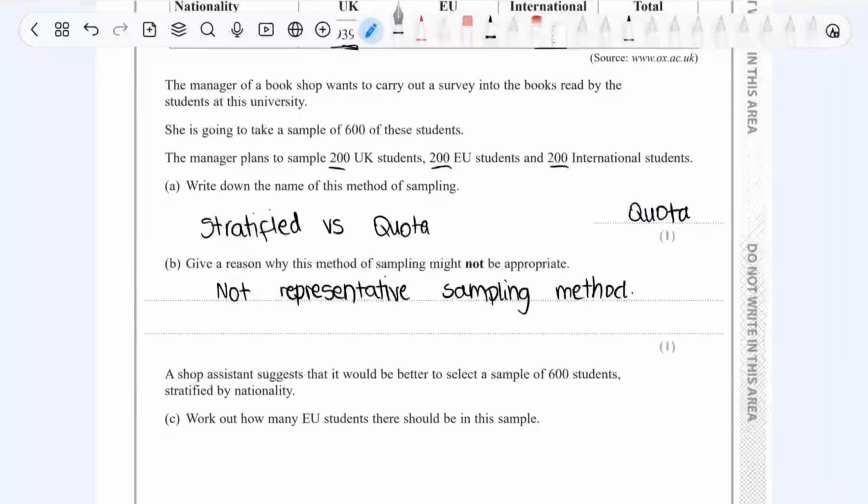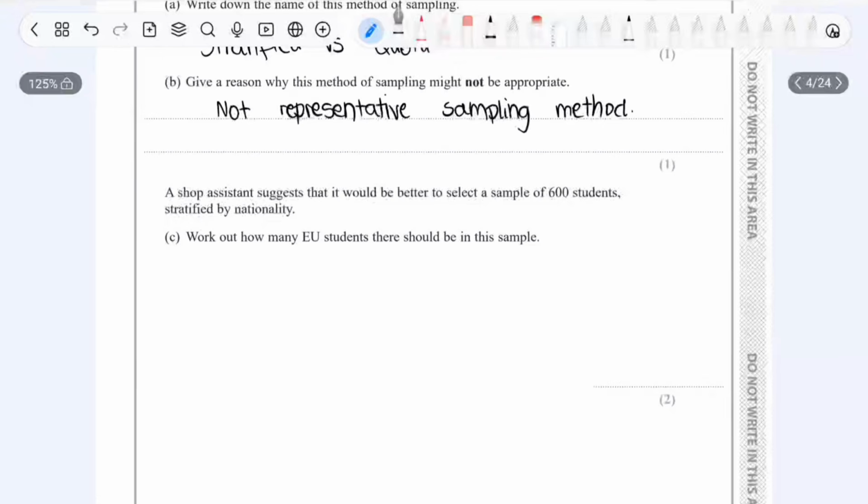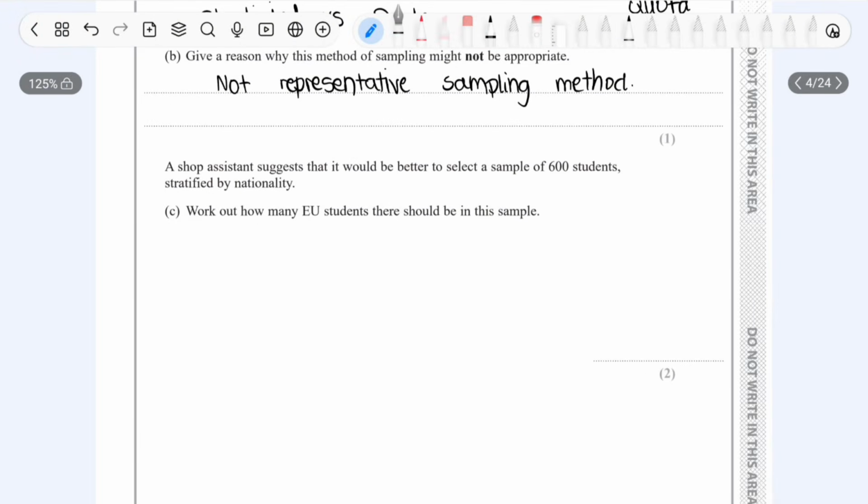Looking at the mark scheme, you could also put that it's not random or it's possibly biased. For part C, a shop assistant suggests that it would be better to select a sample of 600 students and then stratify by nationality. Work out how many EU students there should be in this sample.